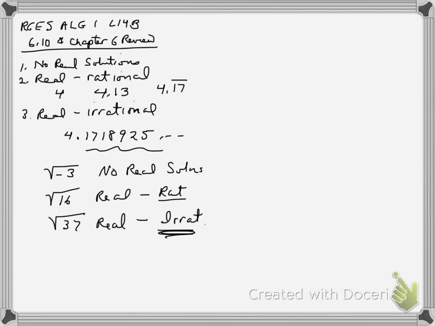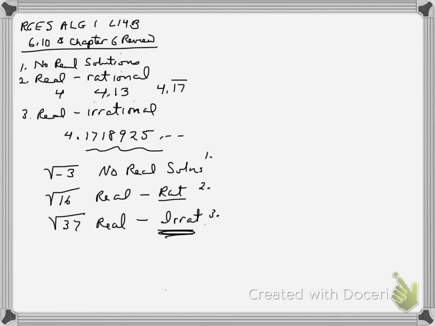And so then on 610, what they're saying is identify the nature, not solving, but just identify the nature of the solutions. Are they going to be real? Are they going to be rational, or are they going to be irrational if they are real? And otherwise, just identify the fact that they're not real. So you have three different choices. They're either number 1, not real, no real solutions. Number 2, they are real and rational. And number 3, they are real and irrational.